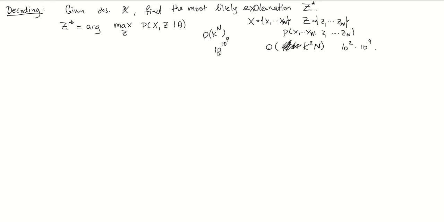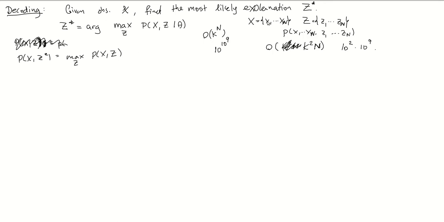So let's look at how we arrive at this algorithm. Let's try to rewrite this. Let's look at the probability of X and Z given theta, but let's not write theta and have it implicit now. Let's look at the probability of X and the optimal Z star. This will be the same as maximizing over Z the probability of X and Z.